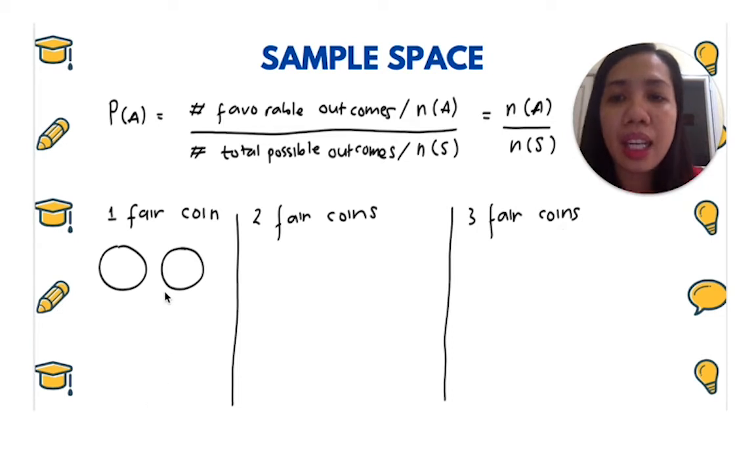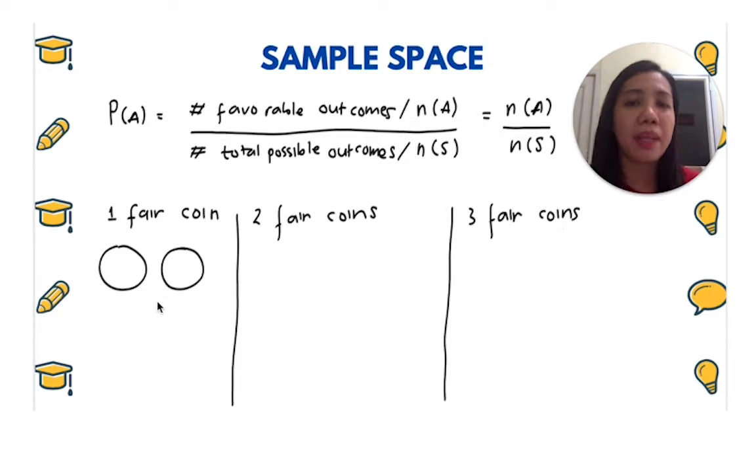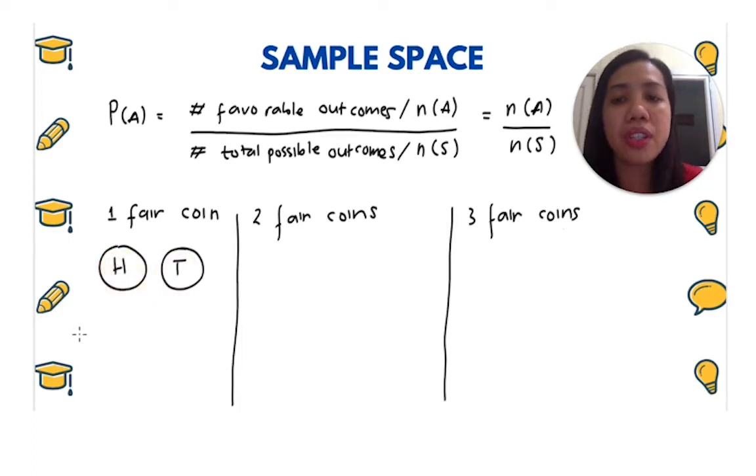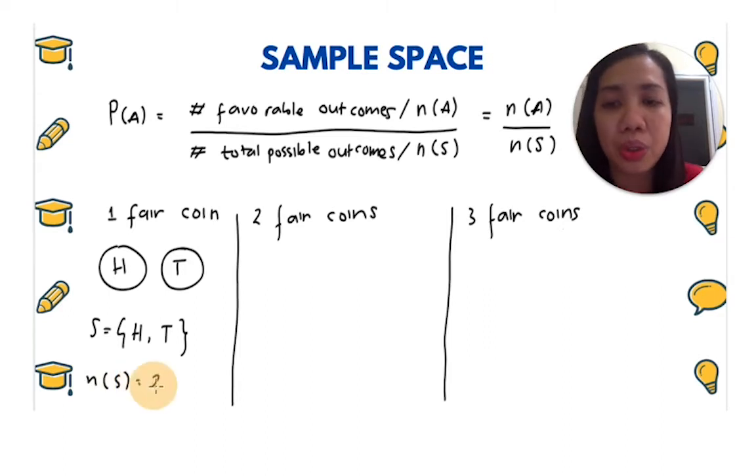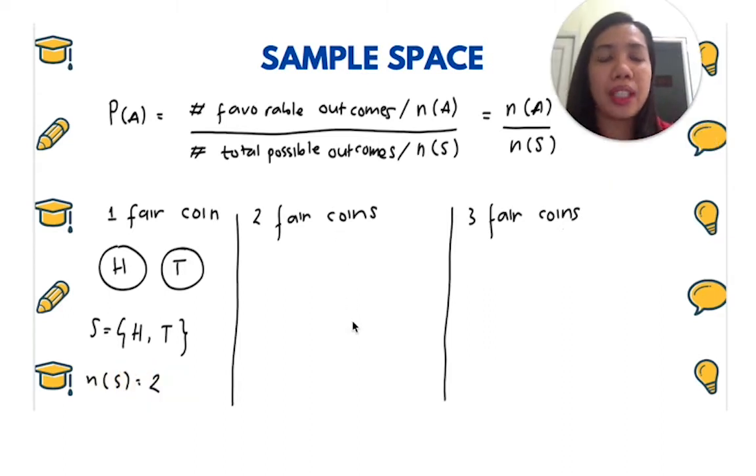So let's say I toss or flip a fair coin in the air. How many possible outcomes will we have? Because a coin has only two sides, head and tail, the sample space of a coin is only two, which are head or tail. So N of S, the number of sample space, is 2. Now let's move to another case. What if we have two fair coins? When we throw two fair coins in the air, how many total possible outcomes will we get?